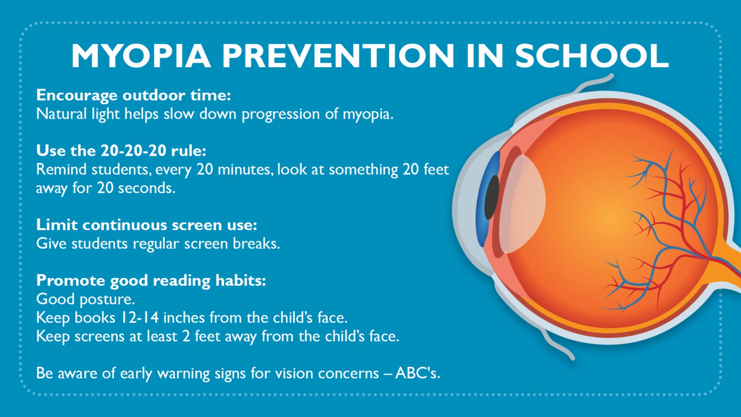Promoting good reading habits, including good posture. If they're reading a book, keeping that book 12 to 14 inches from their face, and keeping screens at least 2 feet away from their face. And being aware of early warning signs and the ABCs of children's vision health.